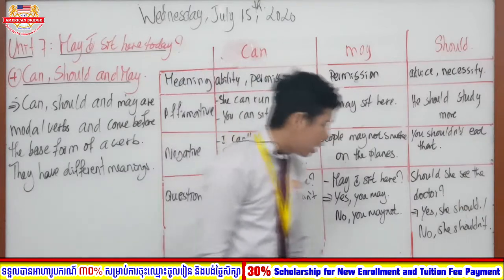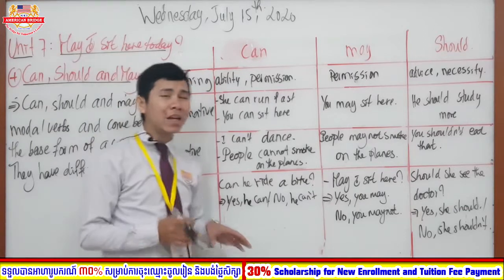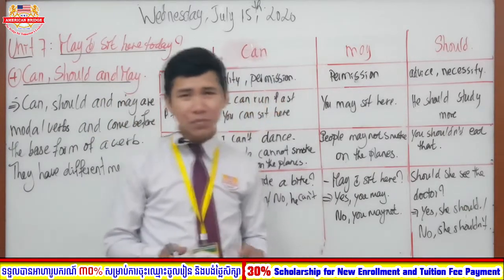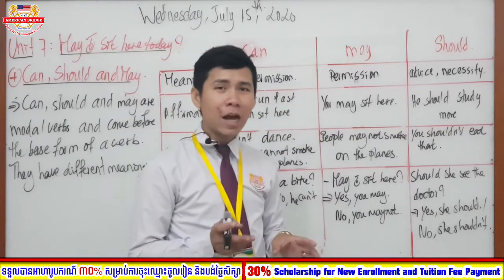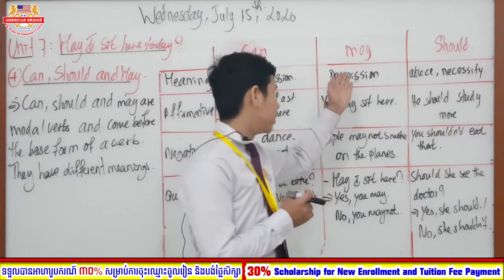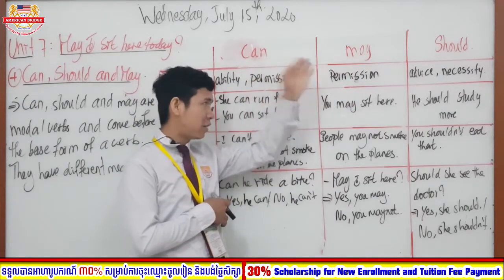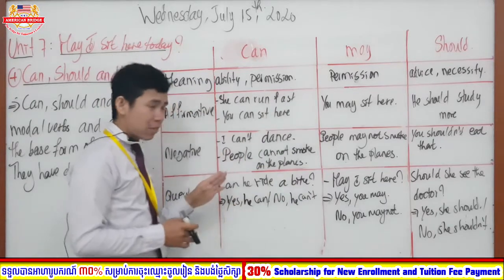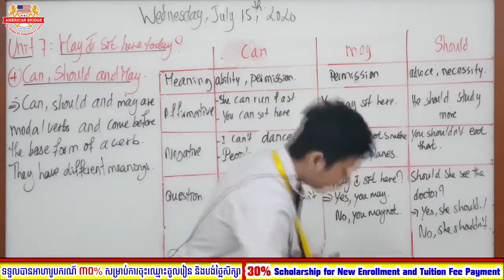So here it is talking about how you create a sentence with may, can, and should in affirmative, negative, and question form. Okay. However, I would like to give you a brief explanation of the difference. What is the difference between can and may? Because you can see that may and can are both used for permission, right? So what is going to be different? Let's take our example here. Okay, so I am going to take the example of you can sit here.